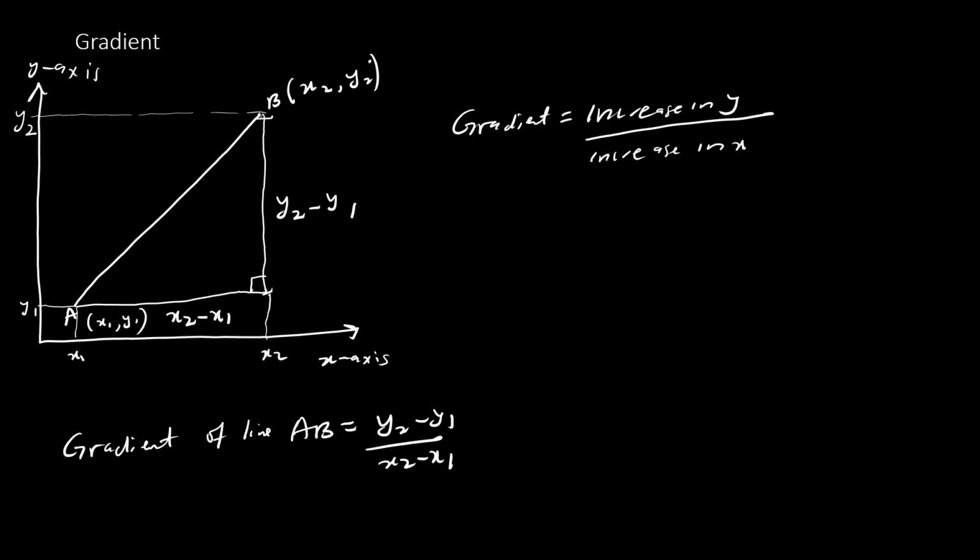We can also refer to gradient as slope. So if you're asked to find the gradient or you are asked to find the slope, it's referring to the same thing. And we can do that by looking for the difference between y2 and y1, everything divided by the difference between x2 and x1, which is y2 minus y1 all over x2 minus x1. Let's look at some examples.